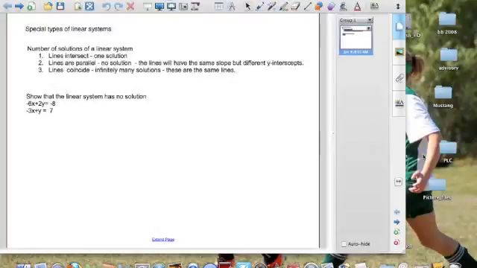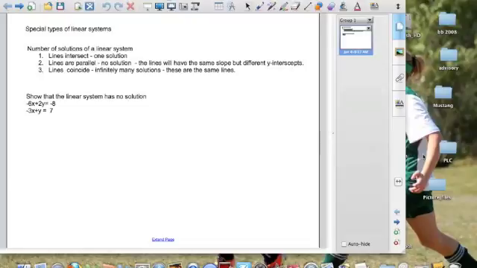We have been working with linear systems, and we've learned how to solve them by graphing, by substitution, and by elimination or linear combination. In that case, you'll get one solution where the lines intersect. Well, there's a couple other special types of linear systems. When lines are parallel, there is no solution because they will never cross. In this case, the lines will have the same slope but different y-intercepts.